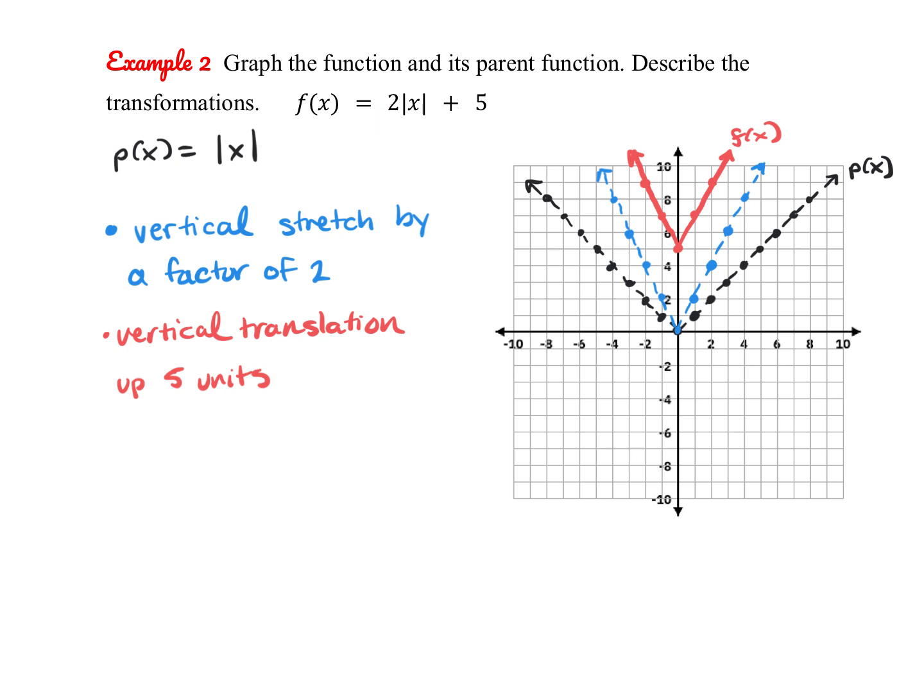If you look at it, we should expect that our vertex is at (0, 5), because h is 0 and k is 5. And then we should expect that the slope of our line to the right is positive 2, and the slope to the left of the vertex is negative 2. Again, we should know how to graph this without using transformations, but I just want you to start seeing how transformations affect your graph and how you can use them to help you graph if you start with your parent function.